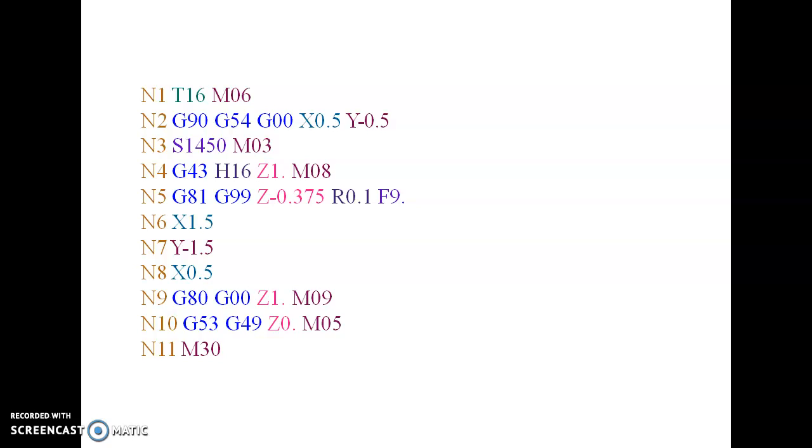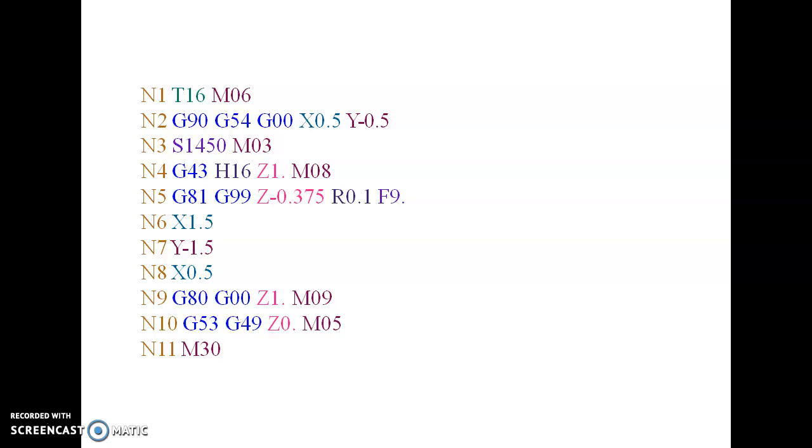And N5 G81 G99 Z minus 0.375 F9, that is a drilling cycle. G81 is a drilling cycle, and parameters, and drill depth which is mentioned as Z. Z is minus 0.375, and cutting feed rate is given in the feed 9.